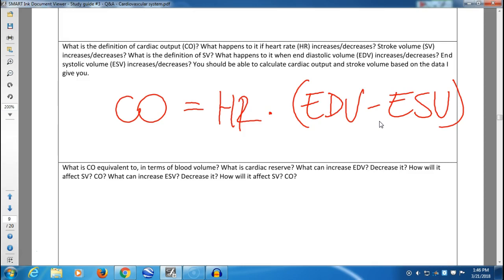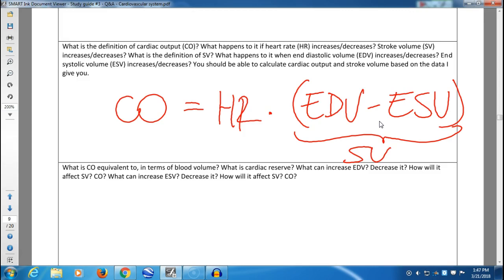So we can regulate the heart rate and end diastolic volume. If it increases, what happens to cardiac output? Increases. And end systolic volume, if it increases, what happens to cardiac output? Decreases. Because what decreases? Stroke volume. Correct? So what can increase? Let's talk about preload, afterload, and contractility.